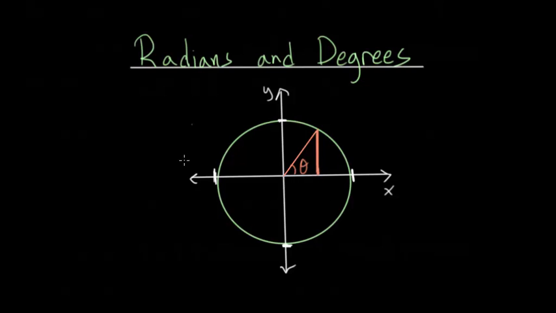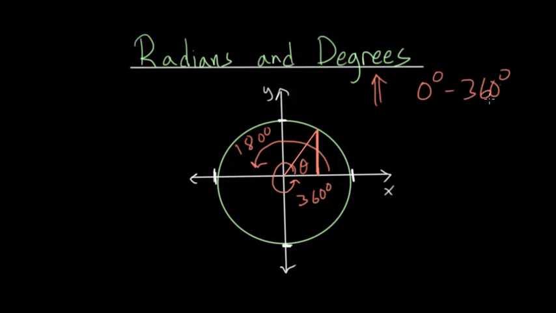The way that we're used to measuring angles is in degrees. So if it was a flat triangle, that would be a 0-degree angle. But as we increase theta, like let's say we go to here, which is what we call a right angle, that would be a 90-degree angle. If we go all the way to this line, that would be a 180-degree angle. And if we went all the way around the circle, that would be a 360-degree angle. So the angle runs from 0 degrees to 360 degrees.